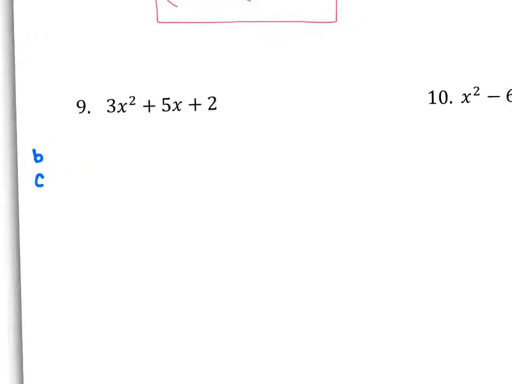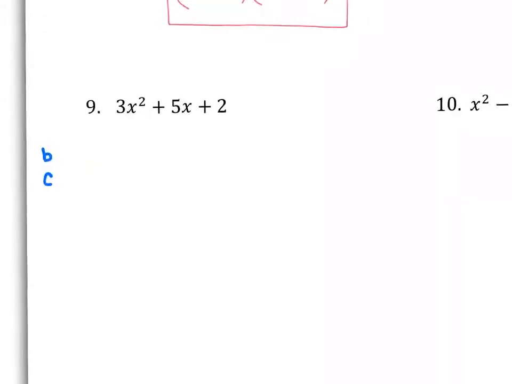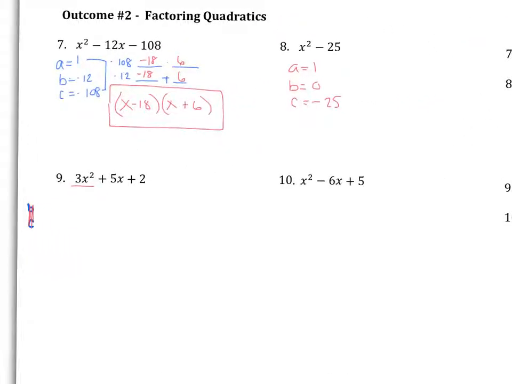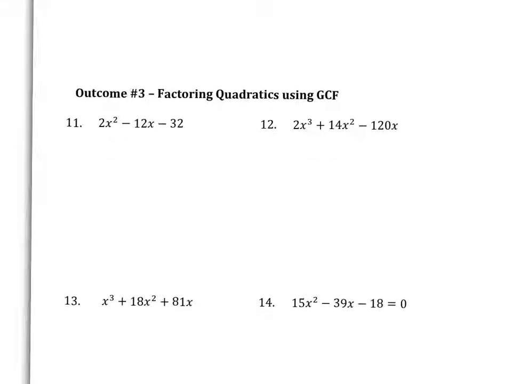Number 9, sorry, I don't know why this B and this C are here. But anyway, this one, you can see your A is not 1, so you're going to have to do the long way. And I'll show you how to do the long way when we go over a different problem here. Okay, that's outcome number 2. So let's move on to outcome number 3.